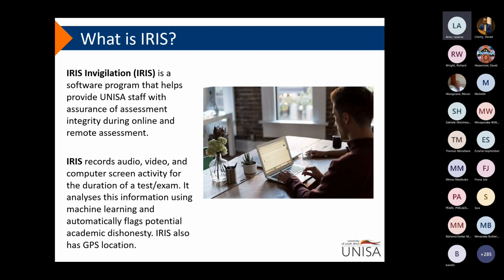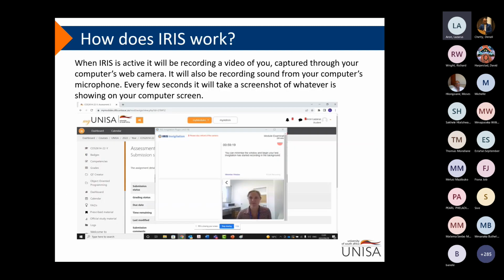Iris also has GPS location, so we can use it to determine whether students have been sitting close to each other. How does Iris work? Like I mentioned, when it is running, it records audio, video, and screen activity. This is the pop-up that you'll see on the screen. You'll actually see yourself being recorded on this video, and it takes screenshots of your screen every few seconds, so we can determine whether you've gone to Google or gone to another application that is not allowed.